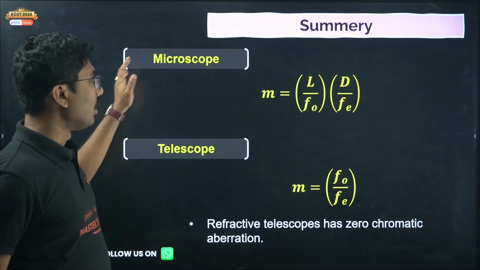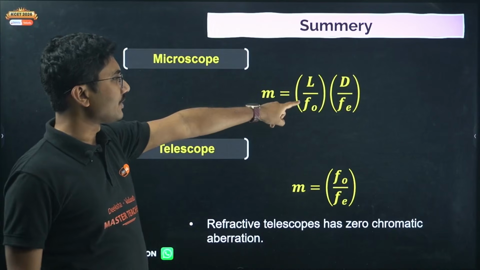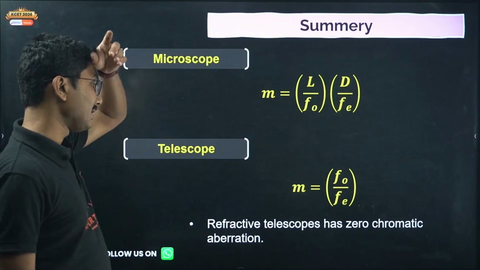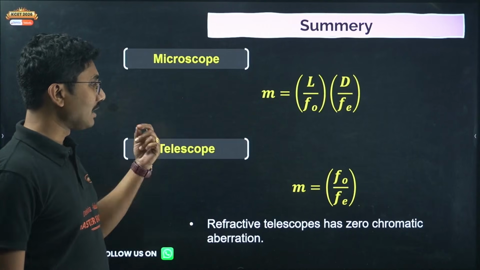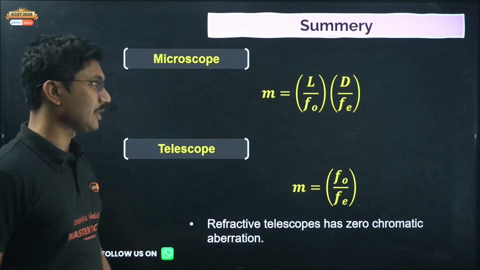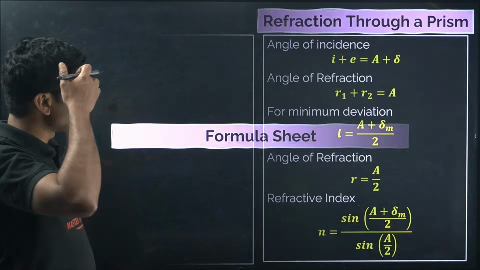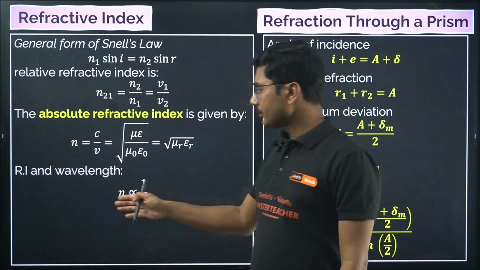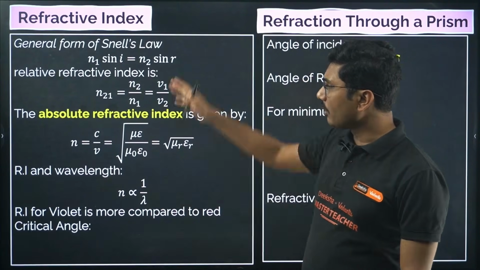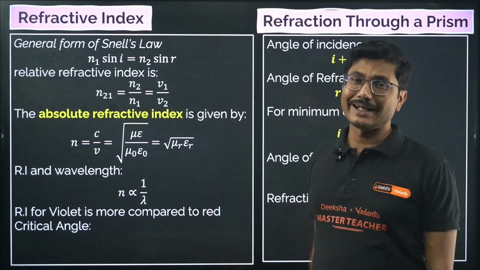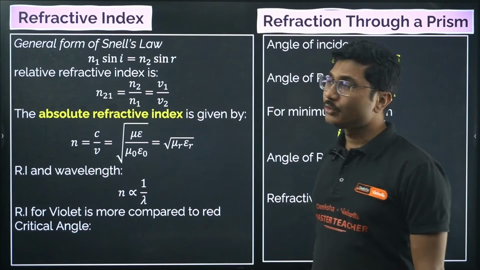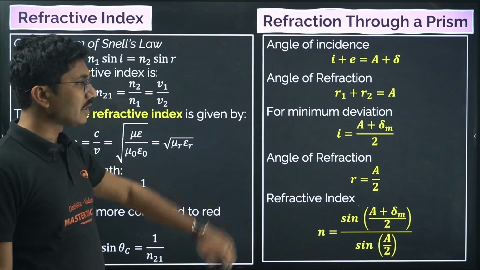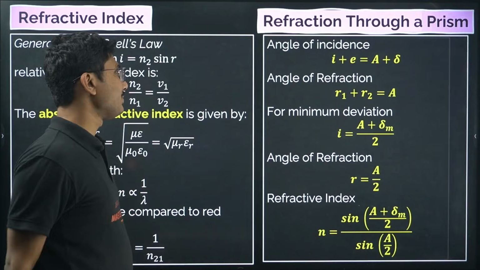Okay, now the summary: the microscope's magnification is given by L by FO into D by FE. The telescope's magnification is given by FO by FE. Reflecting telescopes have zero chromatic aberration. Now let's move on to the formula sheet. The formula sheet for the entire chapter is given here, with all the basic concepts. If you want to revise the entire chapter quickly, you just need to go through the formula sheet, and the entire chapter will be revised very quickly, including the formulas and some basic concepts as well.